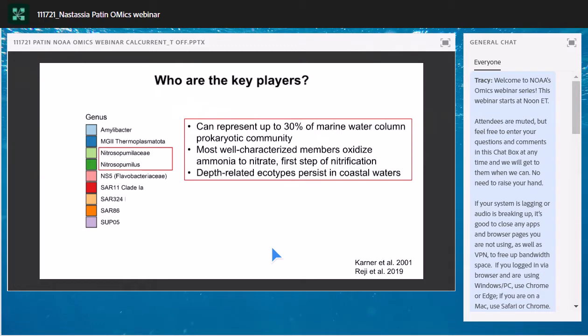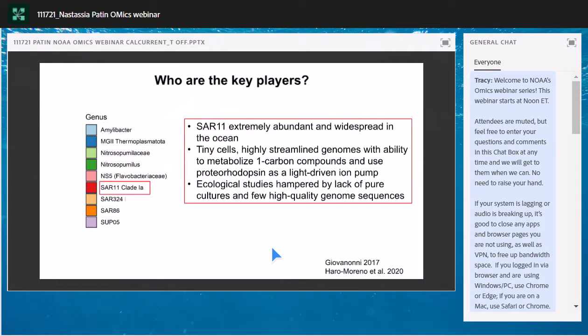We have some taxa belonging to the Nitrosopumilus family, including the Nitrosopumilus genus. These are well characterized to some extent. A couple of representatives are known to oxidize ammonia to nitrite, which is the first step of nitrification. But as we learn more about this group, we actually see that there are many representatives that are very poorly understood and probably are a lot more metabolically diverse than we currently know. So it's really crucial that we can study them, again, in these culture-independent ways.